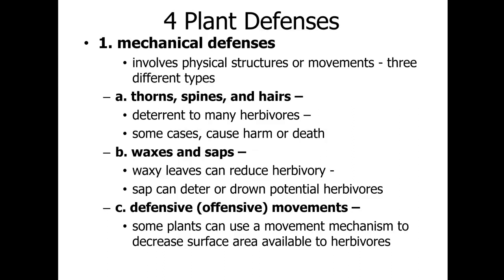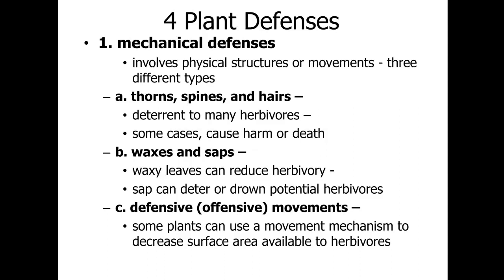The first one, we have a mechanical defense. So this is going to involve physical structures or movements. And there are three different types of these mechanical defenses. Like we said, we had the thorns, spines, and hairs. They're a deterrent to a lot of herbivores, and in some cases can even cause harm or death to them.